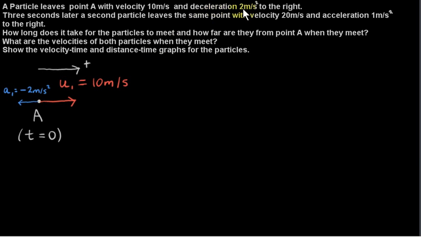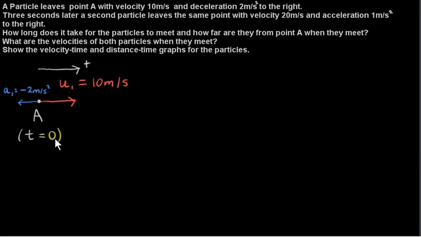A deceleration is the magnitude of a negative acceleration. So the acceleration of particle 1, which I'm calling A1, is minus 2 meters per second squared. So that means that for each second, the speed of particle 1 will decrease by 2 meters per second. So after 1 second, the speed will be 8 meters per second. After 2 seconds, the speed will be 6 meters per second, and so on.